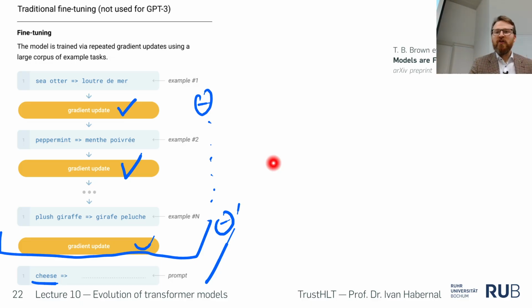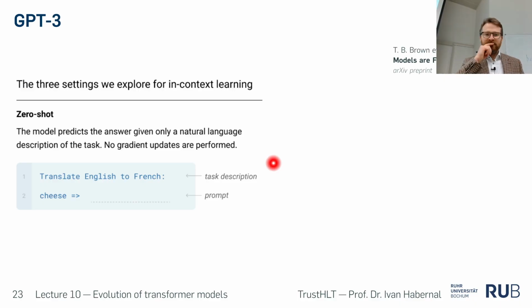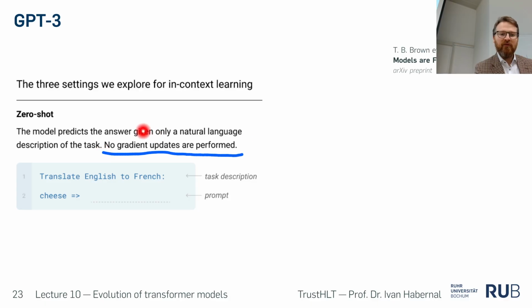standard fine-tuning works. And then what I explored for GPT-3, which is a bigger model, is what they call shots, different shots, like zero shot and few shot and stuff like that. So the shot is like you have just attempts, like zero attempts. And zero shot means that the model predicts the answer given only a natural language description of the task, and there are no gradient updates performed.